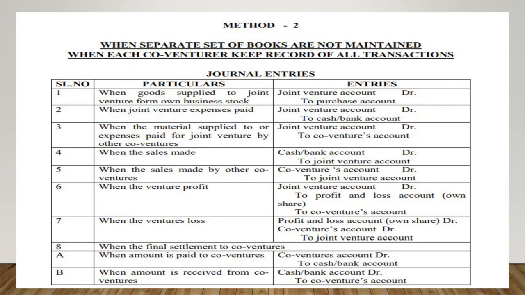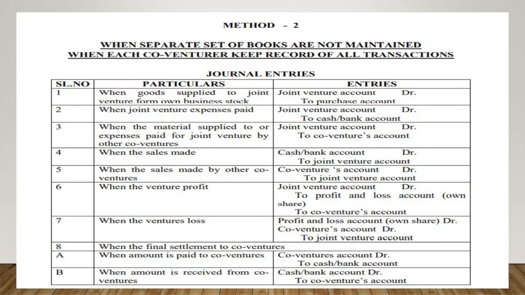Sales received: cash account debit or bank account debit to joint venture account. And sales made by other co-venturer: co-venturer's personal account debit to joint venture account. Profit: joint venture to P&L account and to co-venturer account. Loss is reversed. And amount paid in final settlement or closing the co-venturer's personal accounts: cash or co-venturer's personal account debit to joint venture bank account.